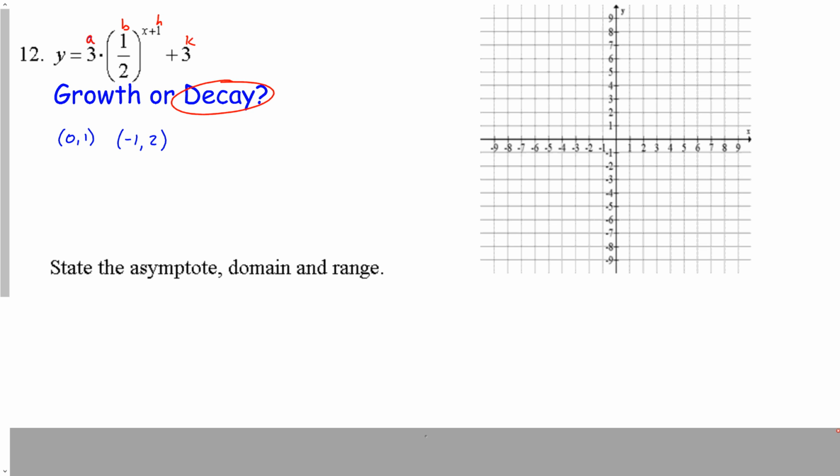Our A value is 3, so we have to multiply the y coordinates by 3. So we now have the 2 points 0, 3, -1, 6 to start our graph. 0, 3, -1, 6. The asymptote we can say already because we know our k value. The asymptote, again, is horizontal, so it's got to be y equals 3.